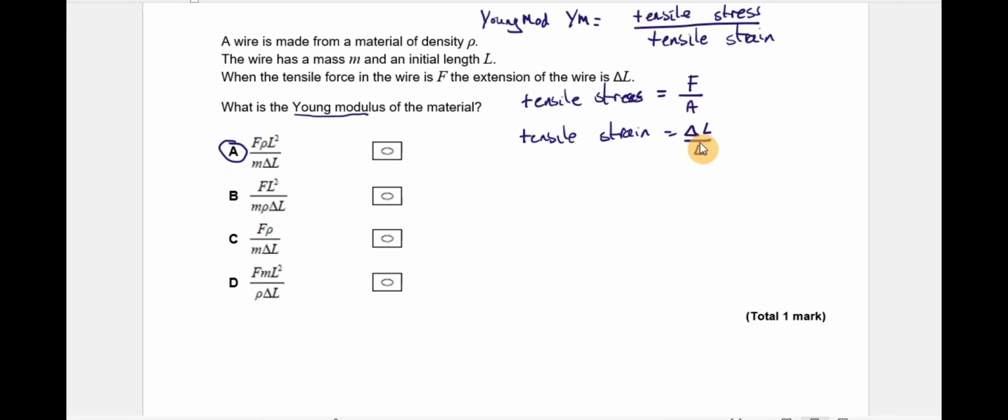So I can substitute these values into this original equation. So the Young's modulus is equal to the force multiplied by the original length over the area and the extension. Now if I look at the possible answers I've got here, I can see they've got force and length and extension in, but they don't have area. Instead they have ρ, the density, and m, the mass. So let's have a think how we can find a term for the cross-sectional area in terms of density and mass.